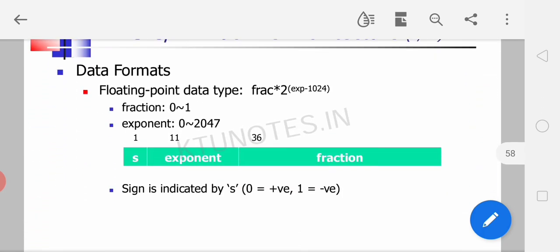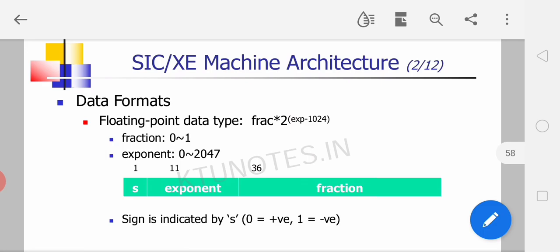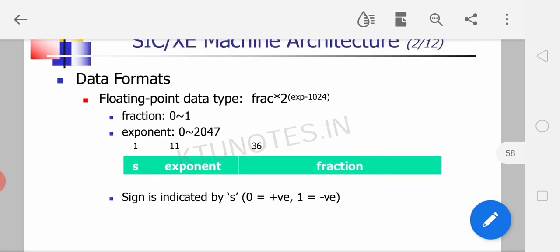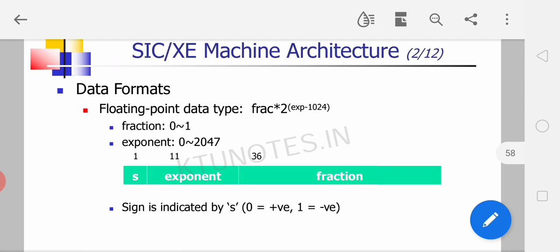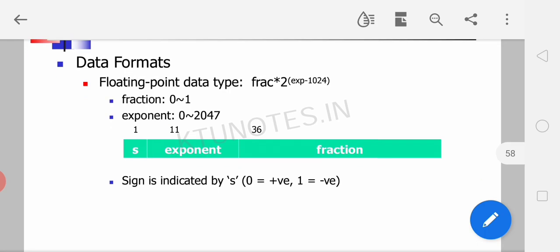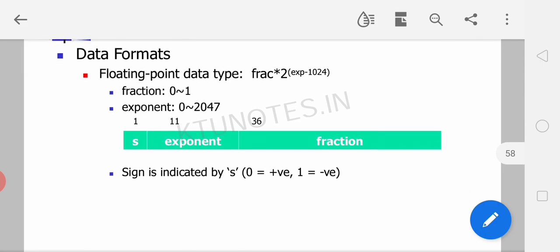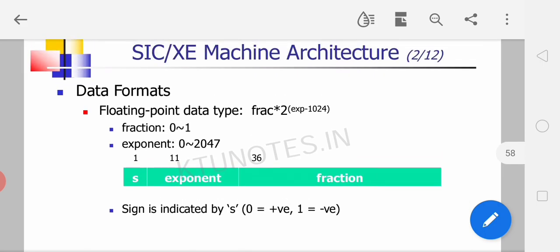Then the data formats. Okay, we already discussed the data formats for integers, negative values, and characters. We have used ASCII values for storing characters, and for representing negatives we used 2's complement. In the case of SIC/XE, we already noted that we have a floating point representation in SIC/XE machine architecture.